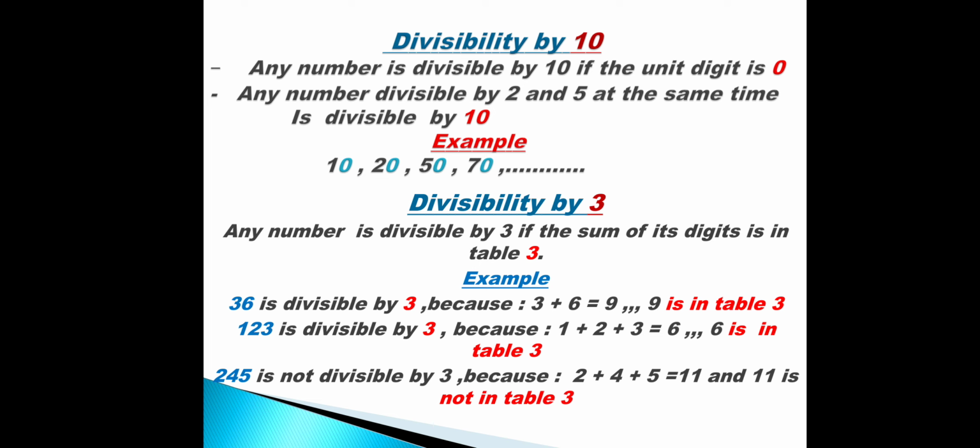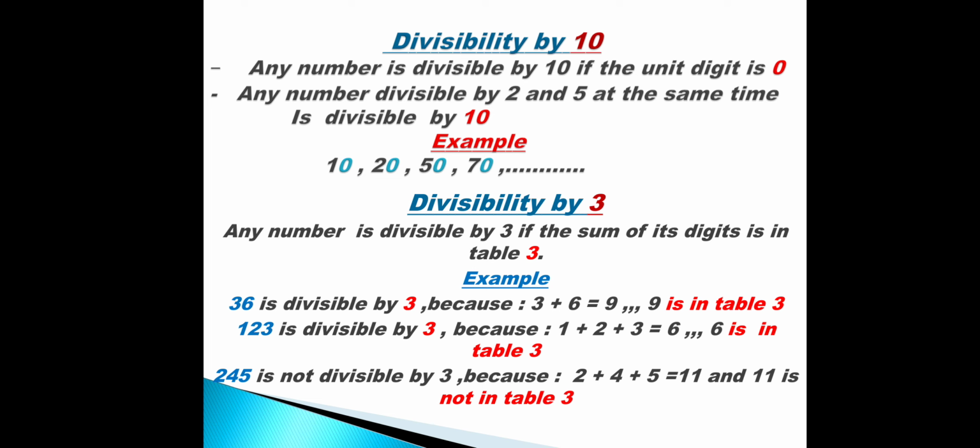Divisibility by 3. Any number is divisible by 3 if the sum of its digits is in table 3. 36 is divisible by 3 because 3 plus 6 equals 9, and 9 is in table 3. So 36 is divisible by 3.